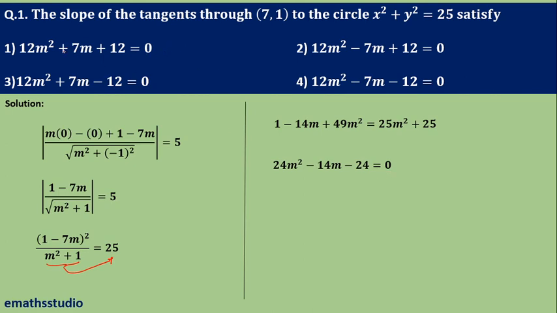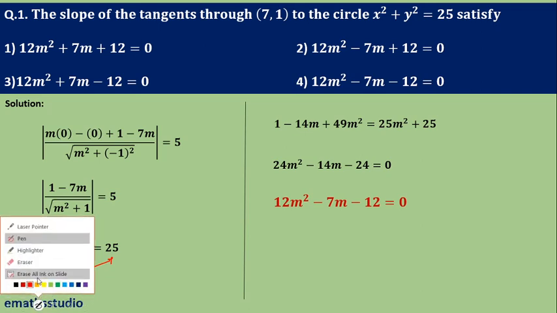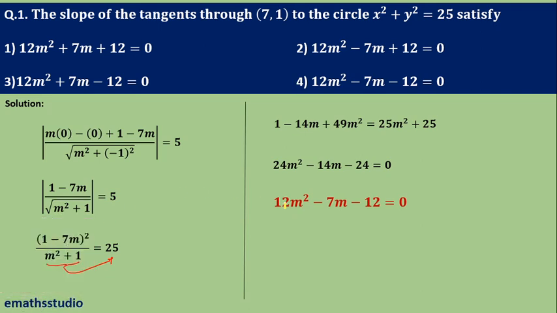Now we want a quadratic, and I have already obtained a quadratic. We have to match it with the options, and for that purpose, I can divide throughout by 2. If I divide by 2, I get 12m square minus 7m minus 12 is equal to 0. Now just try to match it with the options and check which option looks correct. So it is 12m square minus 7m minus 12 is equal to 0. So this is the correct option.